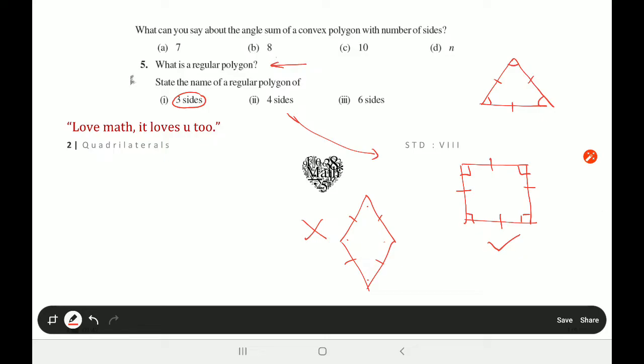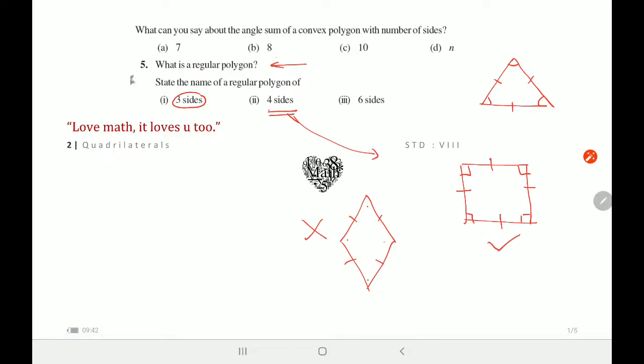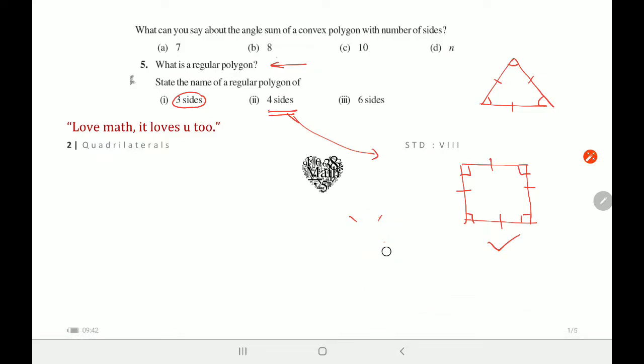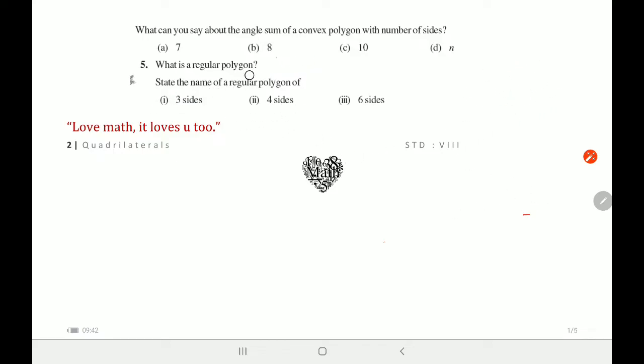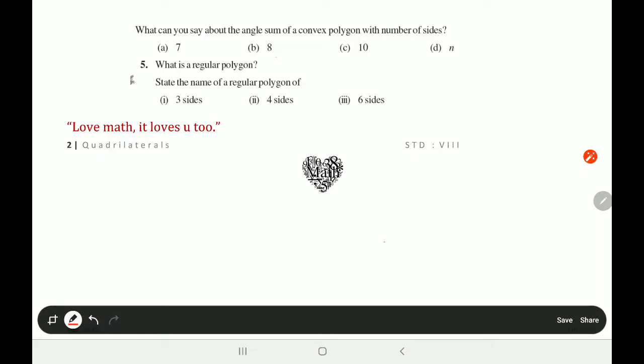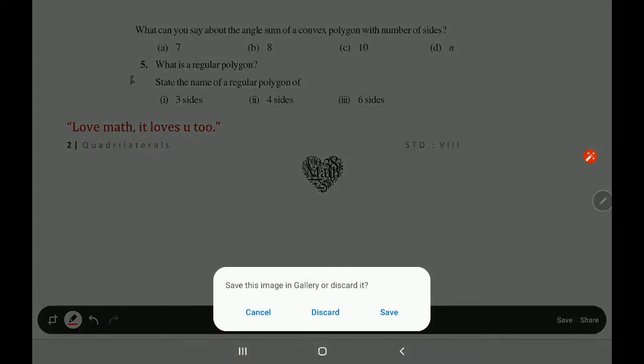So what is the name of the four-sided regular polygon? It is a square. And the six-sided regular polygon is a hexagon. Regular hexagon also you can say. It doesn't have any special name, right? So regular hexagon is a better answer. Let's go for the last one now.